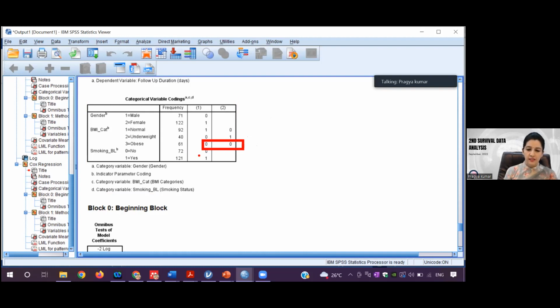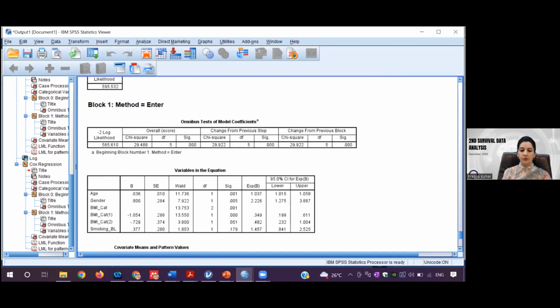And in this case, if it is smoking baseline, so no smoking is the reference, and yes will give the hazard. So it is important for you to check these codes because that will help you in writing the interpretation. So you go here, again you see this.